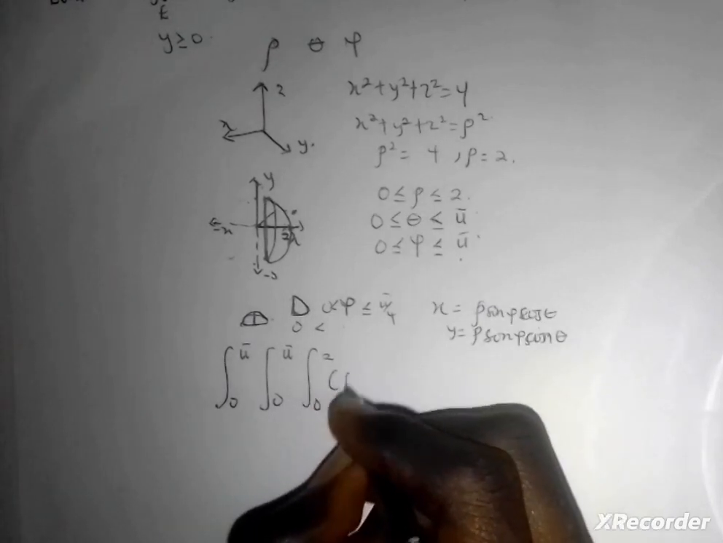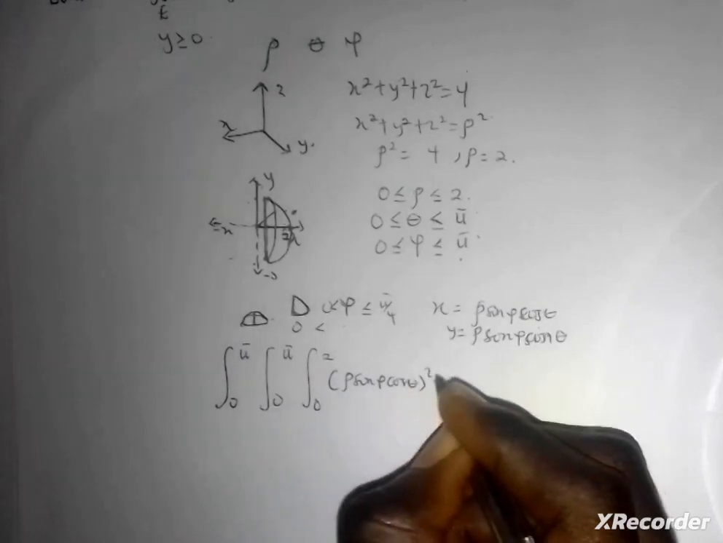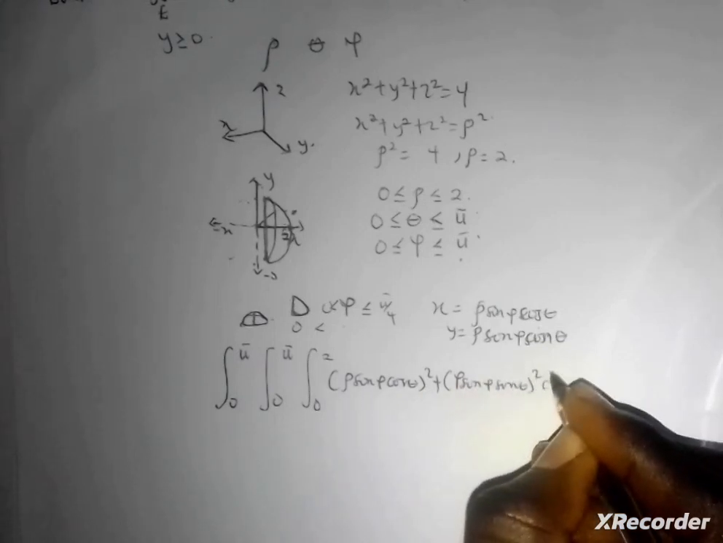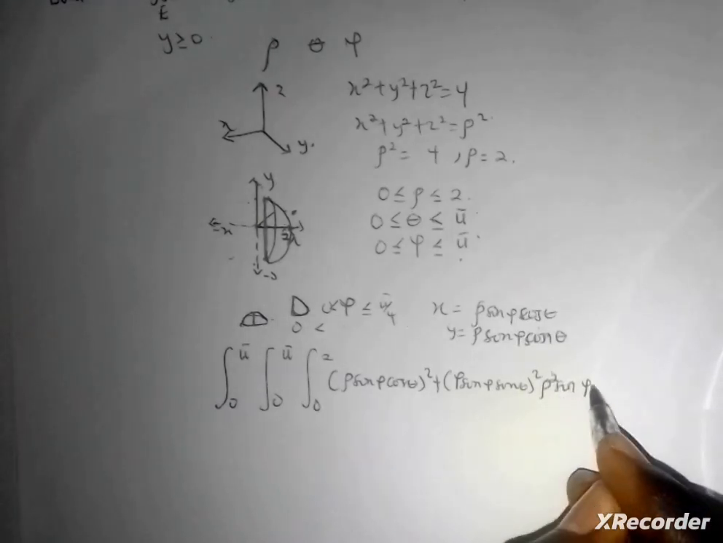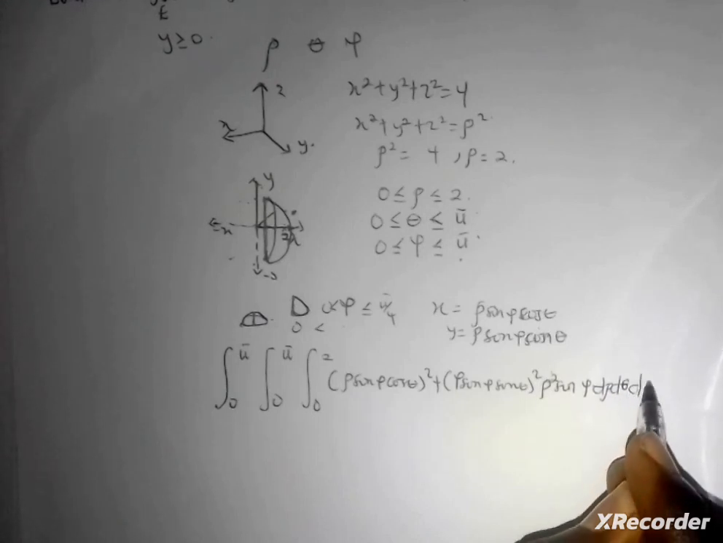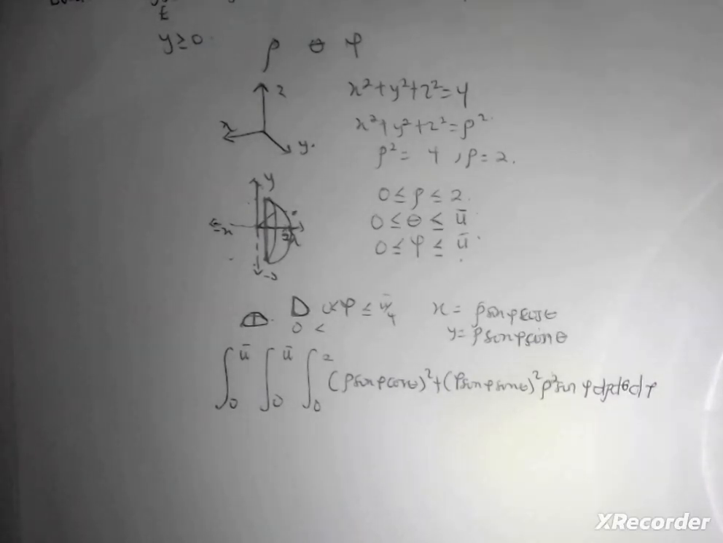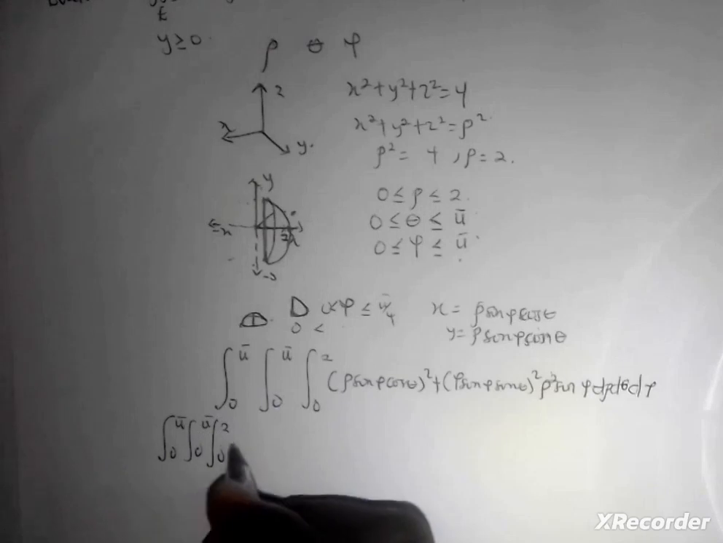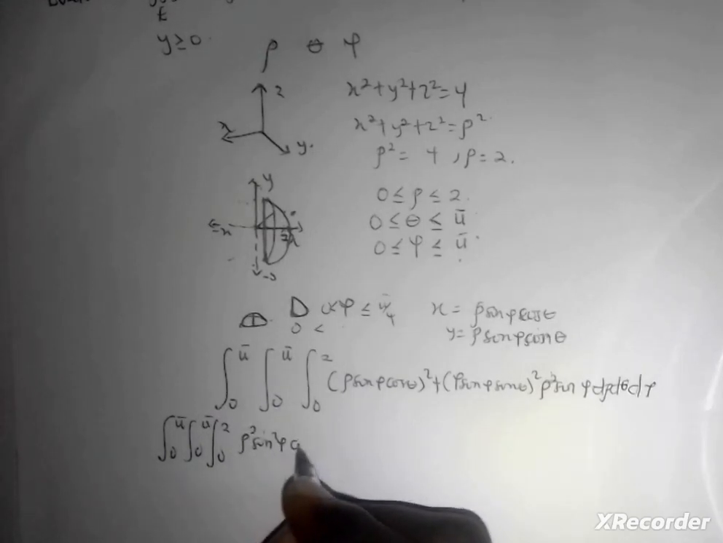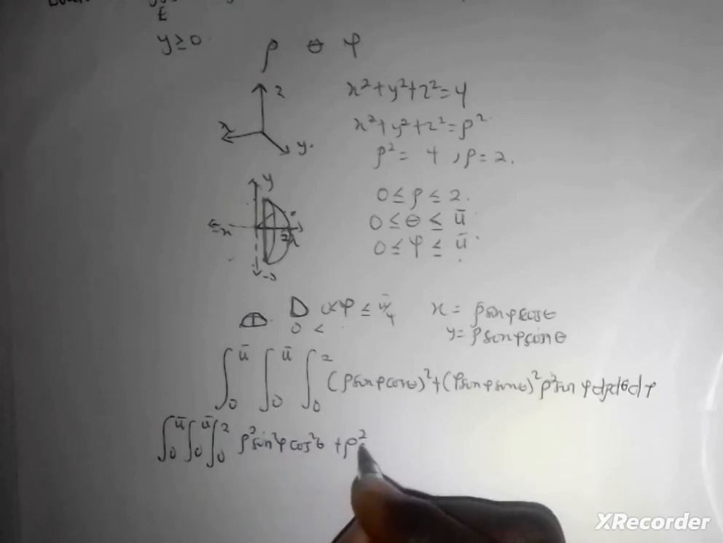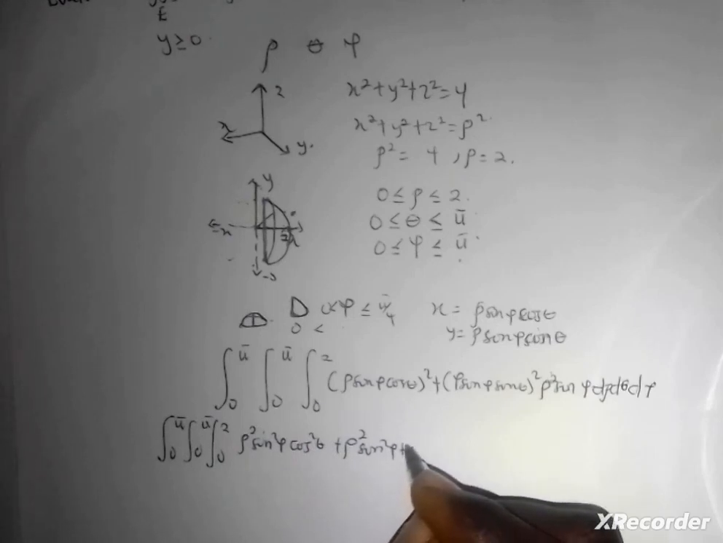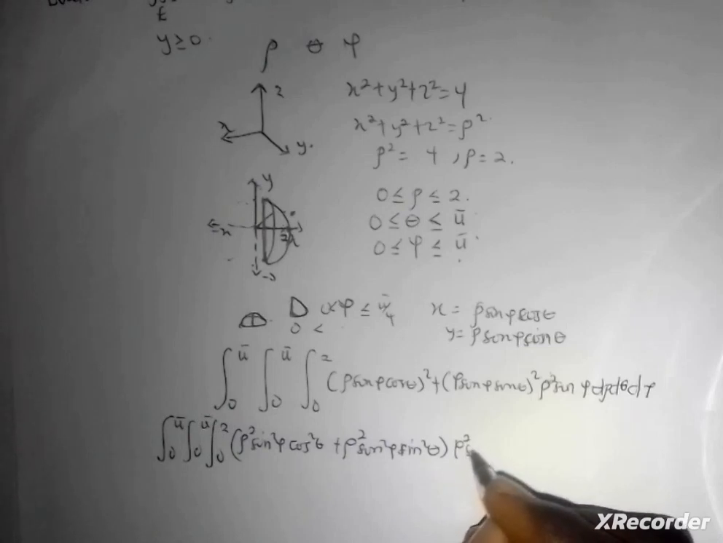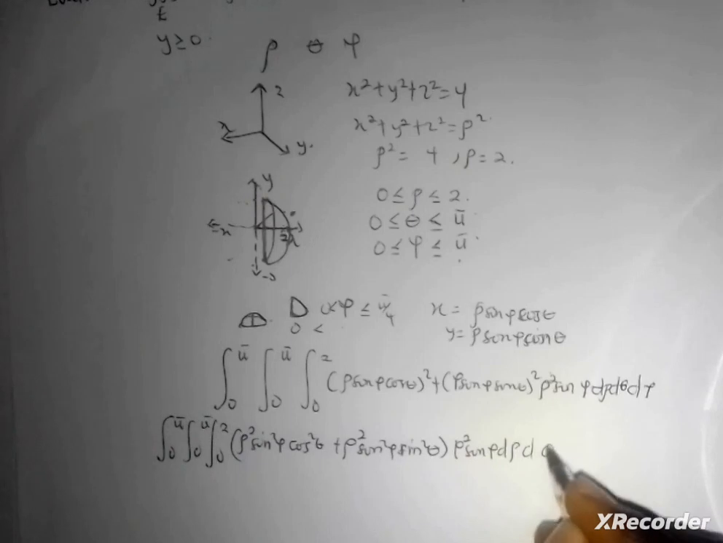So you're going to have open brackets rho sine phi cos theta all squared plus rho sine phi sine theta all squared. Then we have rho squared sine phi, then the rho, the theta, then finally the phi. So once you have this, we further simplify this. Then I'm going to have my 0 to pi, 0 to pi, 0 to 2. I'll get rho squared sine squared phi cos squared theta plus rho squared sine squared phi sine squared theta, all multiplying rho squared sine phi, the rho, the theta, the phi.